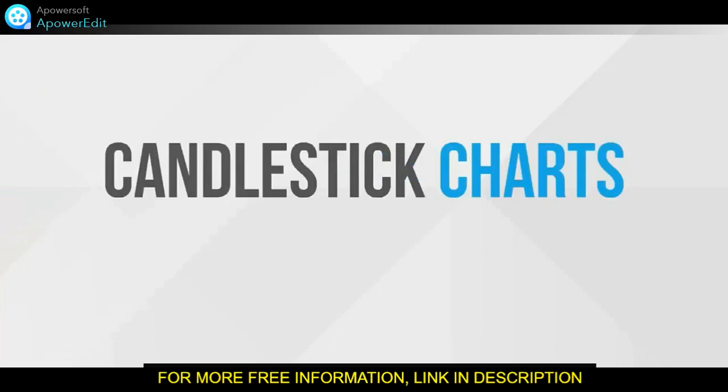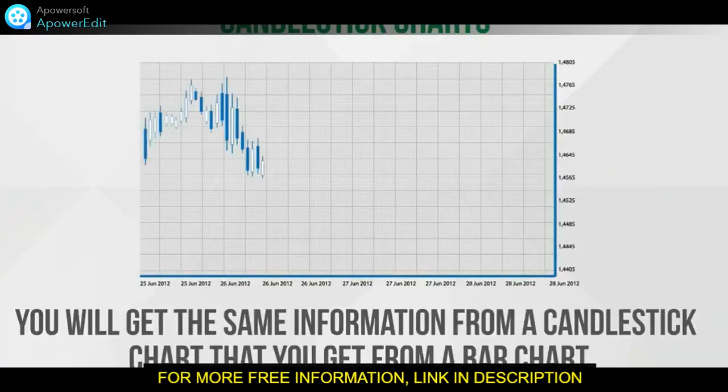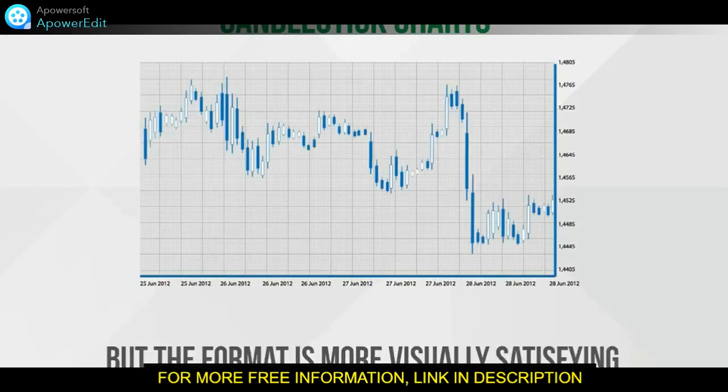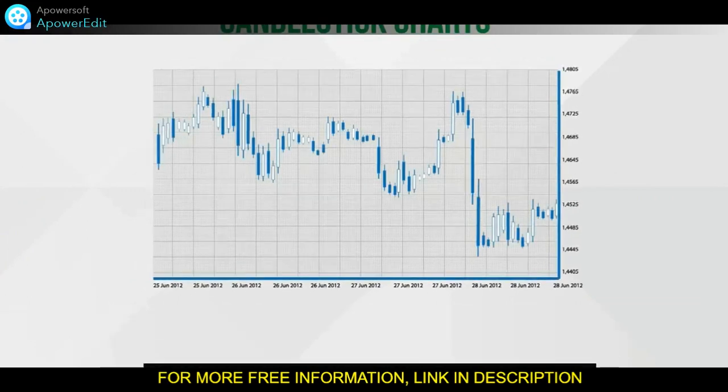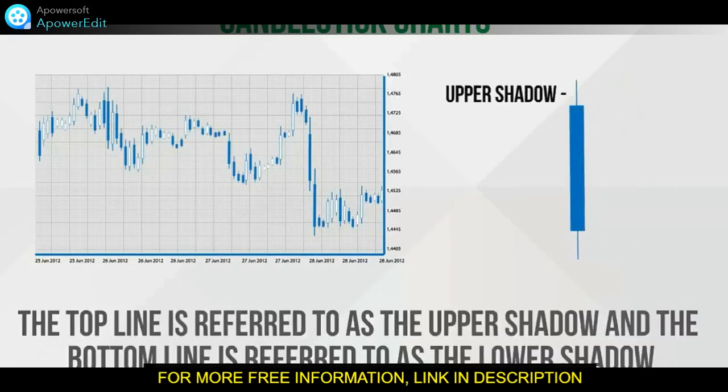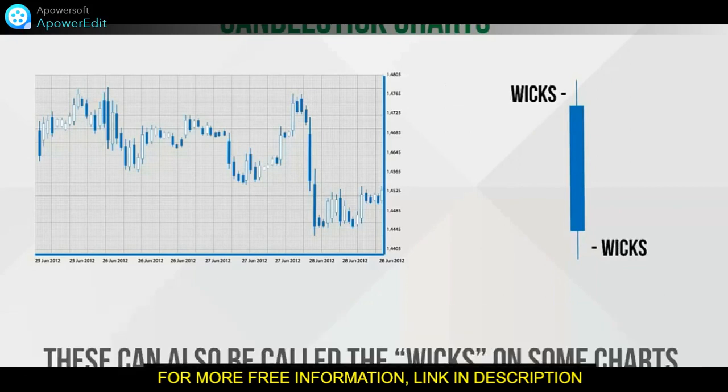Candlestick charts. Generally, you will get the same information from a candlestick chart that you get from a bar chart, but the format is more visually satisfying. These charts show the high and low points over a given time period using a vertical line. The top line is referred to as the upper shadow and the bottom line is referred to as the lower shadow. These can also be called wicks on some charts.